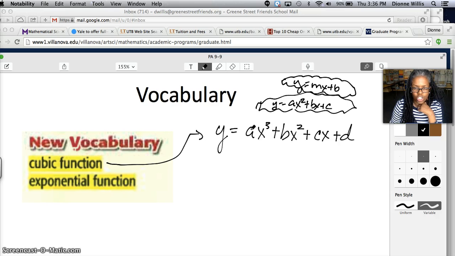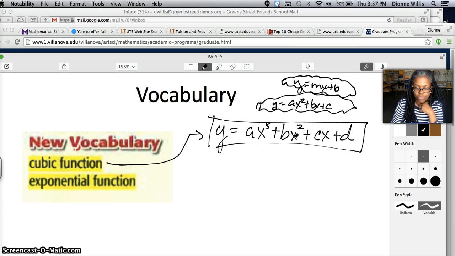What I want you to notice is if a is equal to 0, that whole term goes away and we're left with basically what would be a quadratic equation. Similarly, if a was equal to 0 here, we'd be left with a linear equation. So there is definitely a relationship among them. But now when we talk about what a cubic function is, we want to think about what it looks like.